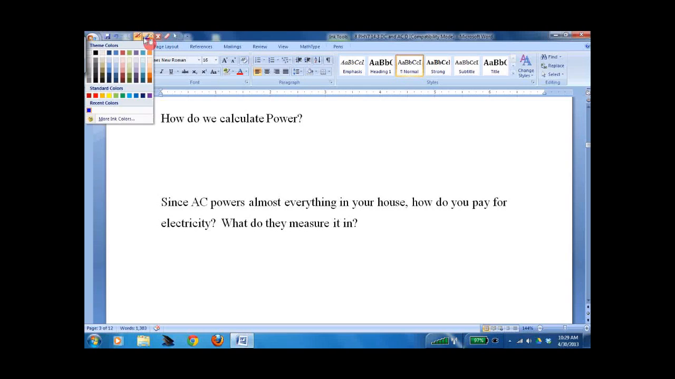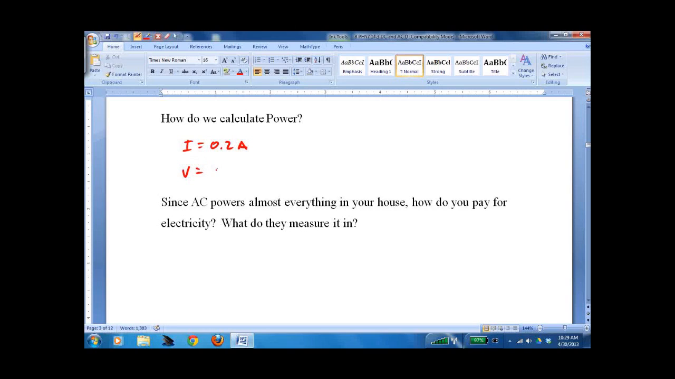There's a fair amount. And again, that's what power is for. So as I just said, we calculate it simply. If I told you the current was 0.2 amps and the voltage was 4 volts, power would just be 0.2 times 4 is 0.8 watts, which we could also label as 0.8 joules per second. We typically won't do that.